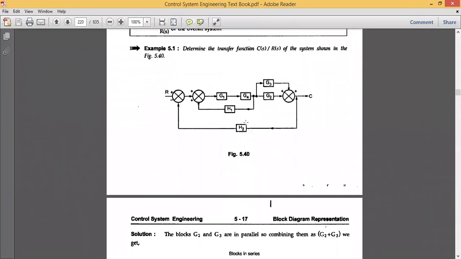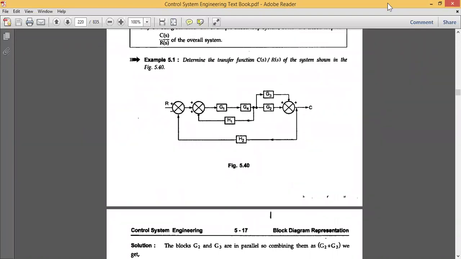But you can see there is one minor question that comes here: how to find the takeoff points, or where the takeoff point is considered.